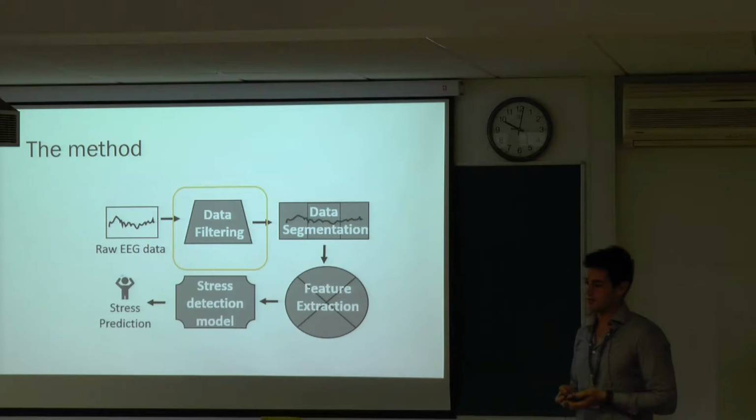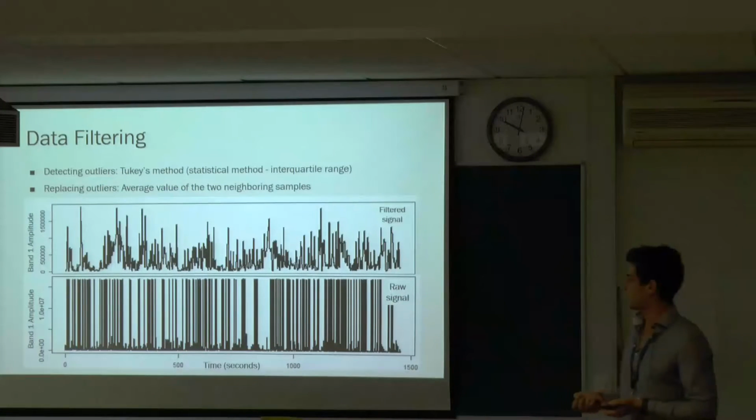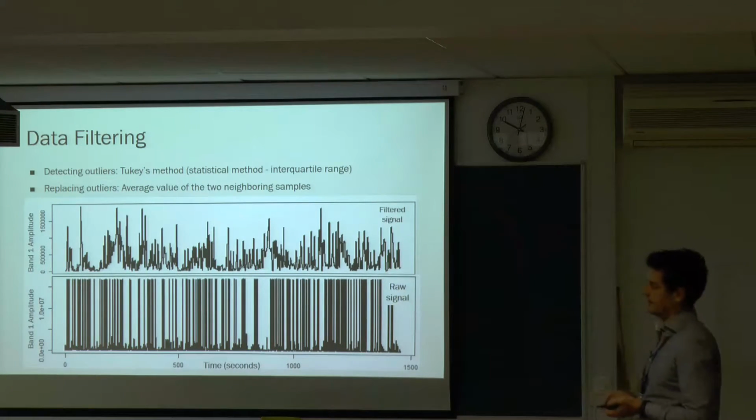Now I will talk about the filtering method that we used. Here is why we needed to filter the data. For example, this is the raw data for the first band, the alpha band, which is not filtered, and we can see that there is a lot of noise in it. The upper graph is the filtered data.